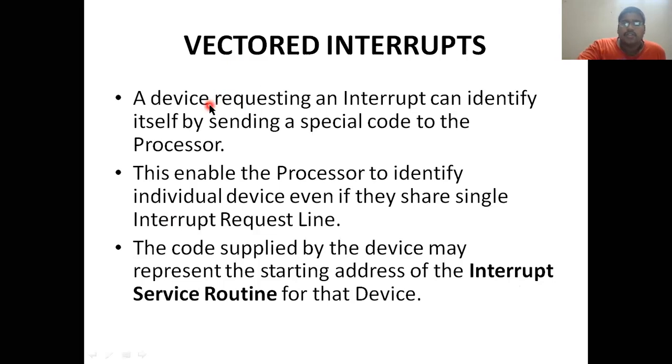So that's what we have written now. A device requesting an interrupt can identify itself by sending a special code to the processor. This enables the processor to identify individual devices even if they share a single interrupt request line. This special code is different for different devices. We have a special code for keyboard, a special code for mouse, a special code for printer, a special code for scanner, like this.